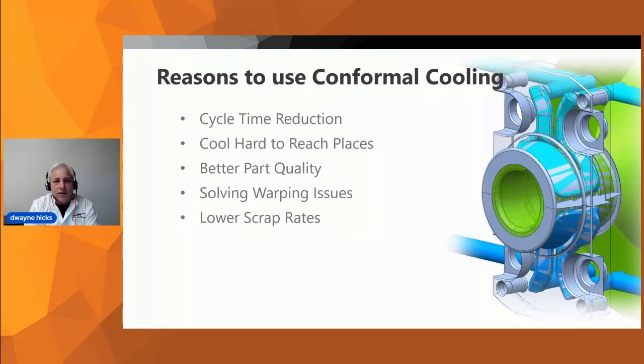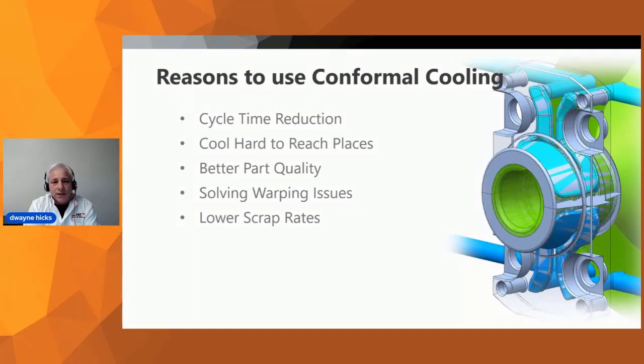Hard to reach areas are another reason manufacturers want to use conformal cooling. Standing core features are the second biggest request for design in DMLS. Core features have always been a challenge to cool, and being able to cool closer to the part surface has made it possible to increase production capabilities.